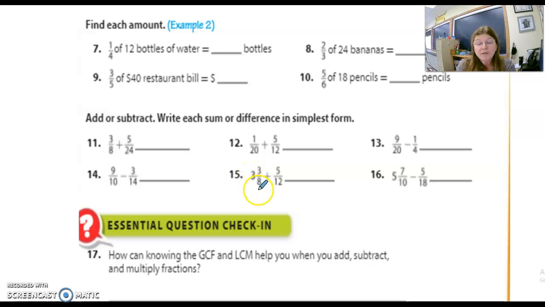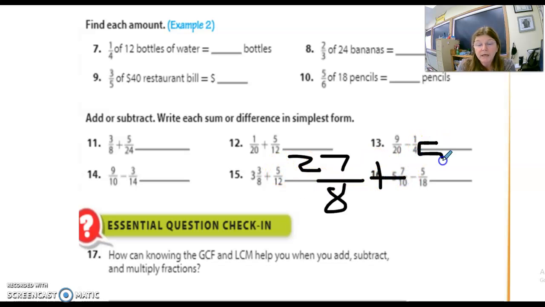So remember, times and plus. 3 times 8 is 24, plus 3 is 27. So we have 27 over 8. Okay, now the next step then becomes finding our common denominator. 8 will go into 24 how many times? 3 times. 12 will go in twice.